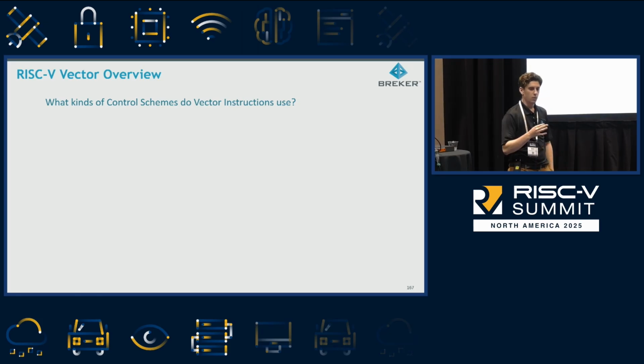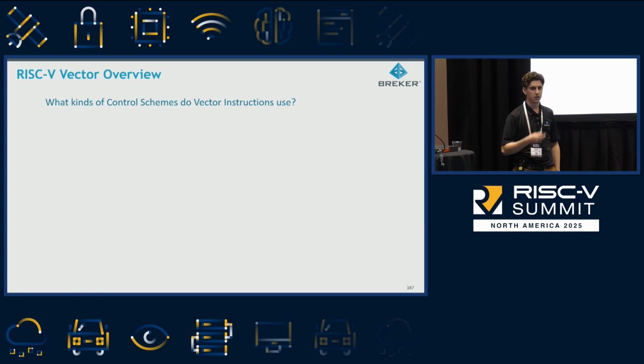So what kind of things can vector registers do? And specifically, what things can determine what elements of what registers are going where?